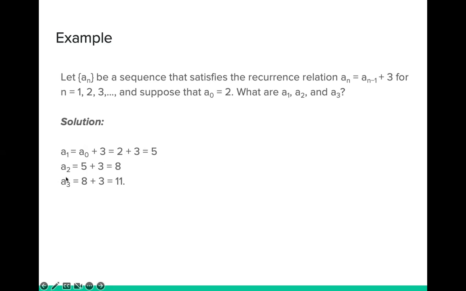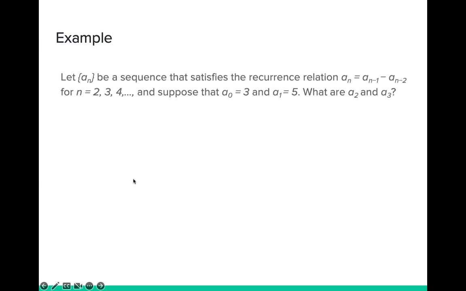Now, what would be the value of a sub 2? If n is equal to 2, that means a sub n minus 1 would be a sub 1, and we know that a sub 1 is equal to 5. So we have 5 plus 3 equals 8. And what about a sub 3? If we have the term a sub 3, n would be 3, and if n is 3, then n minus 1 would be 2, and we refer to the term a sub 2. So a sub 2 is equal to 8, and we have 8 plus 3, which is 11.